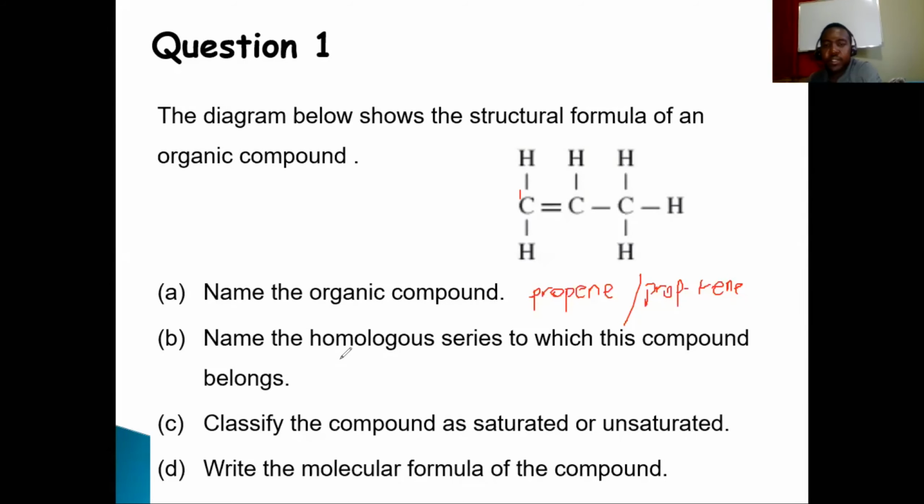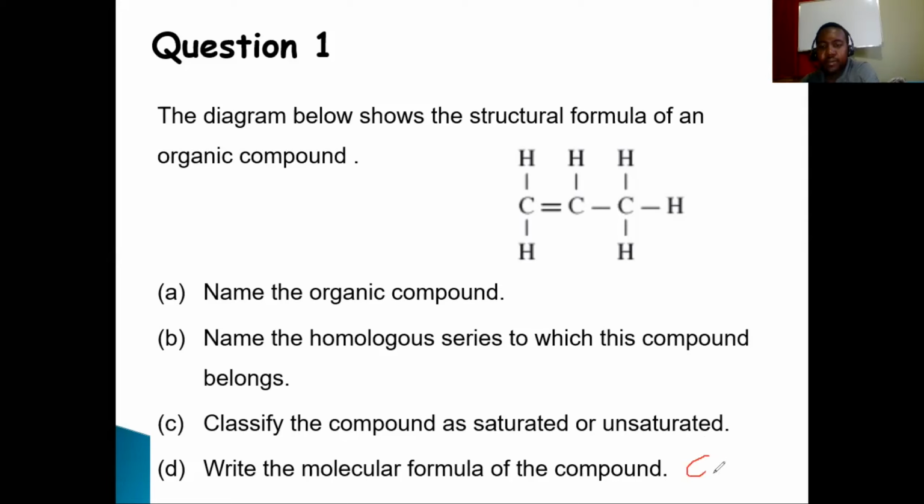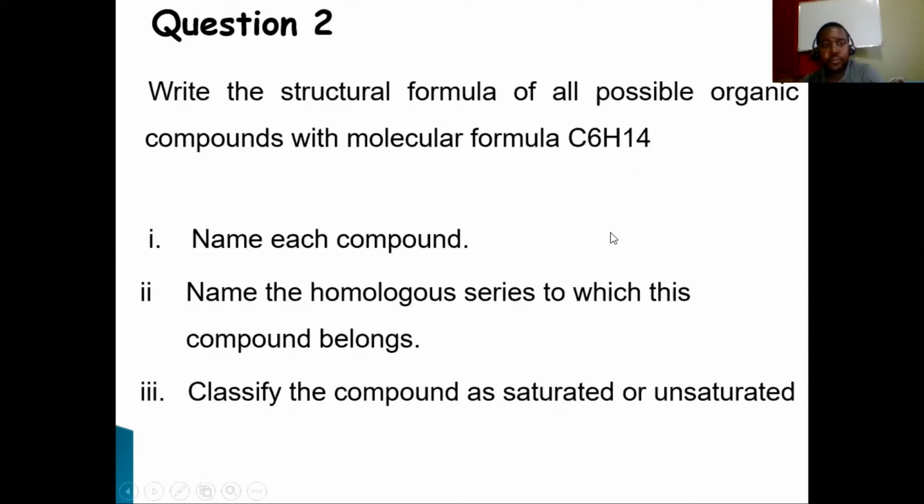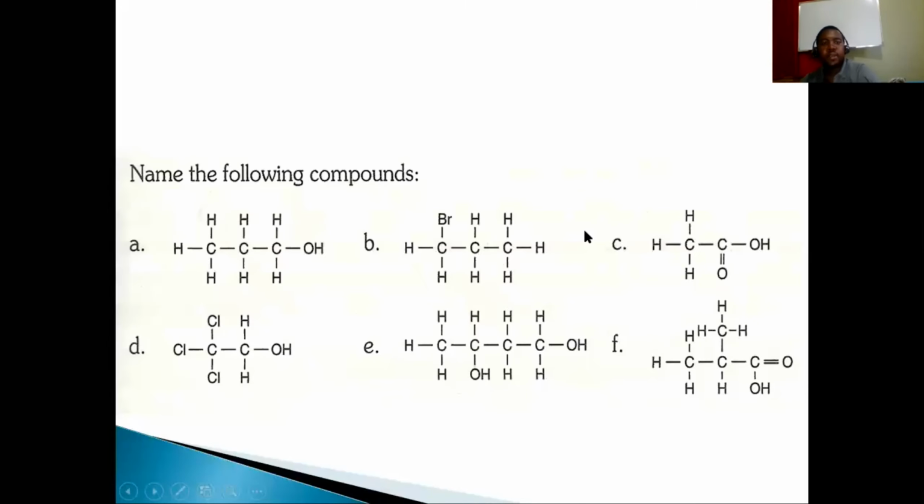Name the homologous series to which this compound belongs, which we know is an alkene. Classify the compound as saturated or unsaturated. So is this saturated or unsaturated? Unsaturated. It's unsaturated because of that double bond. Then write the molecular formula of the compound. The molecular formula would be how much of each carbon and hydrogen is present. In this case, we have 3 carbons, right, and then we have 6 hydrogens. So that would be your molecular formula to tell how much carbon and hydrogen are present. All right, and the same thing applies.